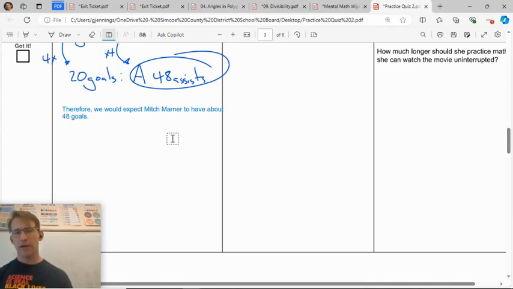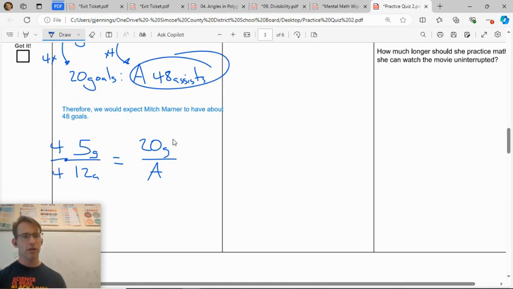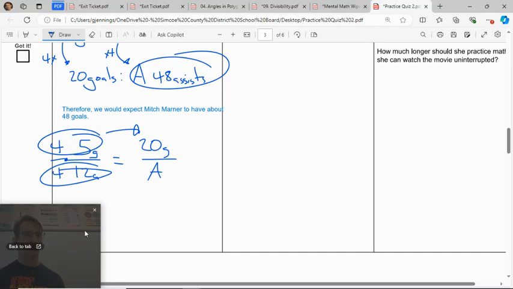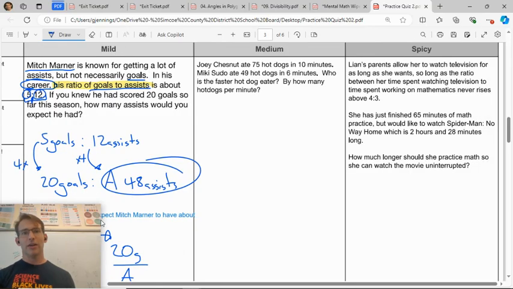Here's another way to do this. I have mentioned before, at least in the other class, that I hate ratios. I would always do this in fractions. 5 goals to 12 assists. That's 5G to 12A. And I know that that's going to be 20G to some number of assists down there. Okay? And then I see, well, I can scale this one up by 4 on 4 to get these numbers to be the same. And so then there's my 48 there. You can also approach this one with fractions. Turn your ratios into fractions and make your life easier, because then you get to use your fraction skills and everyone's happy.